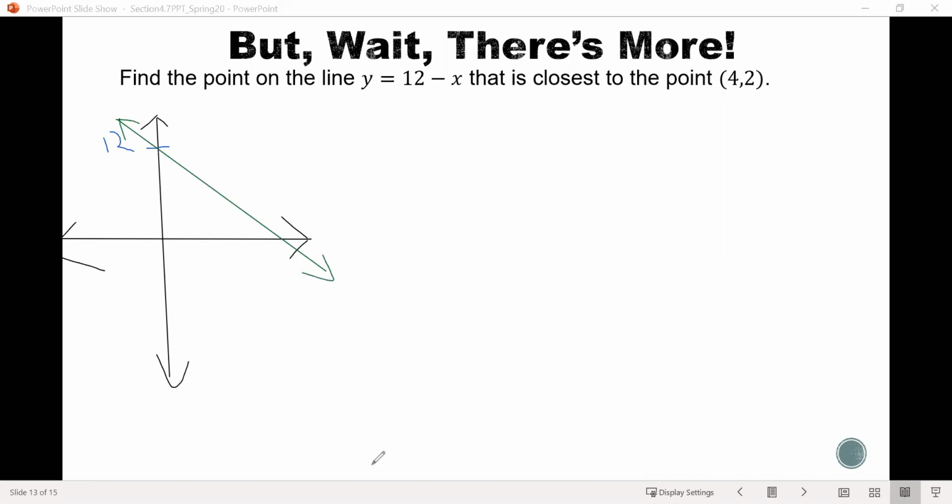So that's going to be our line y equals 12 minus x. And then we're trying to figure out the closest point to the point (4, 2). So let me put that in here. So (4, 2) will probably be somewhere around here. So let me label that.